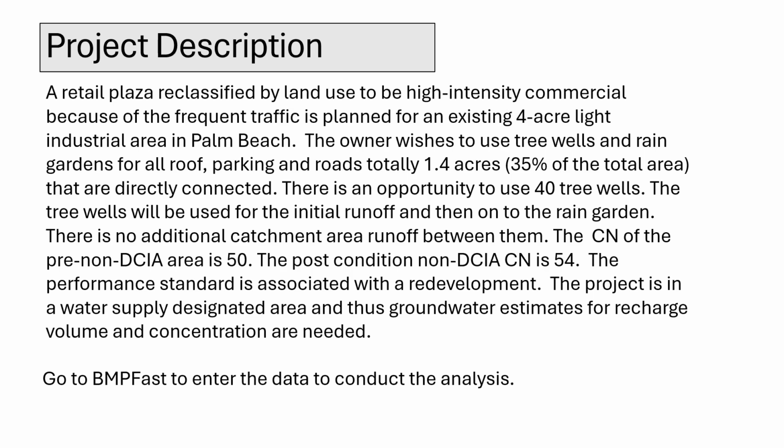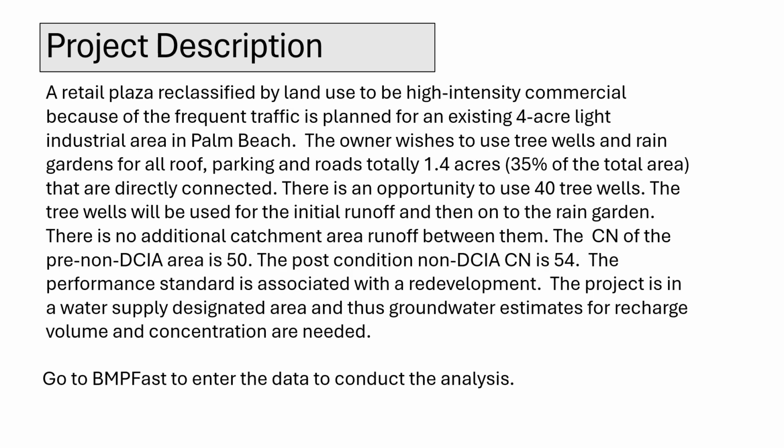Specifically, there's an opportunity to incorporate 40 tree wells. These tree wells are designed to handle the initial runoff, which then flows directly into the rain gardens. It's important to note that there's no additional catchment area runoff occurring between the tree wells and the rain gardens. It's a direct connection. This project is feasible because the existing soils do allow for effective infiltration.